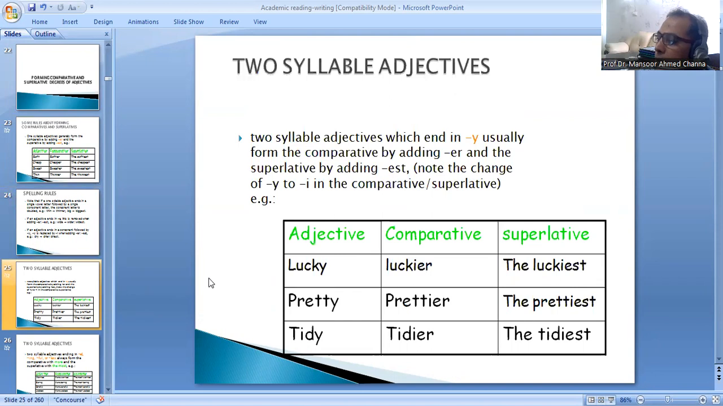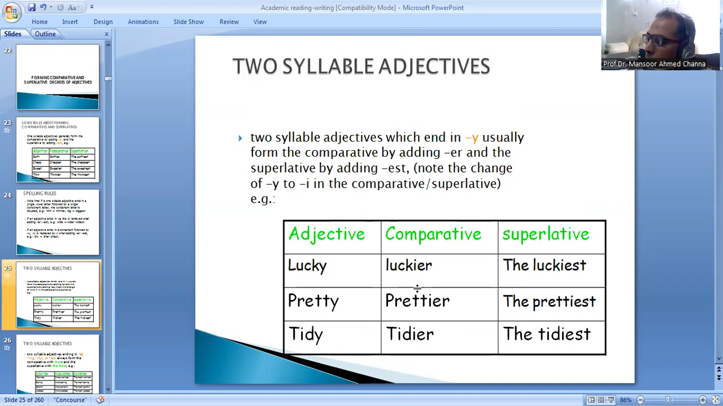Now, two-syllable adjectives. Two-syllable adjectives which end in Y usually form the comparative by adding -er and the superlative by adding -est. Note the change of Y to I in the comparative and superlative. For example, lucky, luckier, changing Y into I and adding -er, the luckiest, I-E-S-T. Pretty, prettier, prettiest. Tidy, tidier, the tidiest.